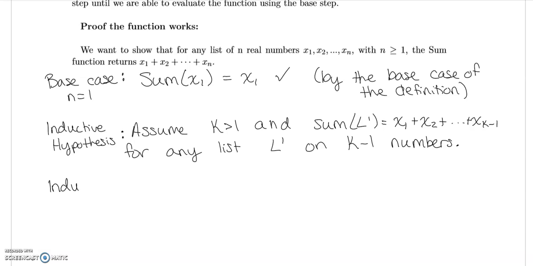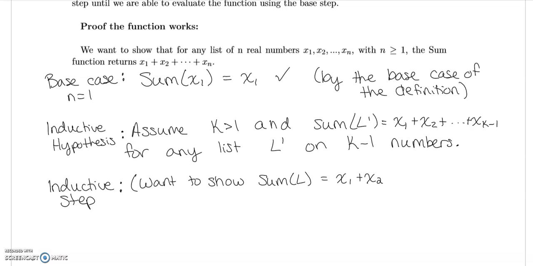So now we're on to the inductive step. We essentially want to look at this statement for k. So we essentially want to show that the sum on L equals x sub 1 plus x sub 2 all the way up to x sub k for any list L on k numbers.